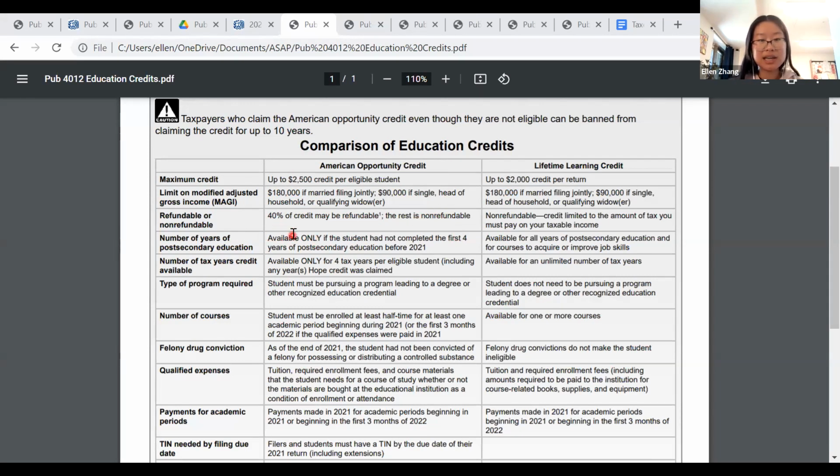There is a time limit on the American Opportunity Credit. It's only available for students who have not completed their first 4 years of post-secondary education before the specific tax year, meaning this is mostly targeted towards undergraduate students. And you can only claim it for 4 tax years. Once you've claimed this credit for 4 tax years, you cannot claim it again.